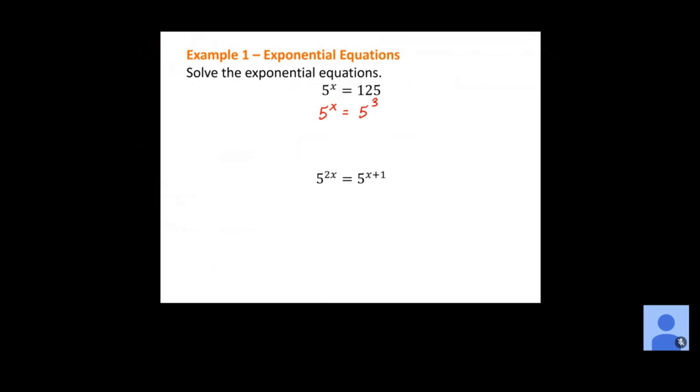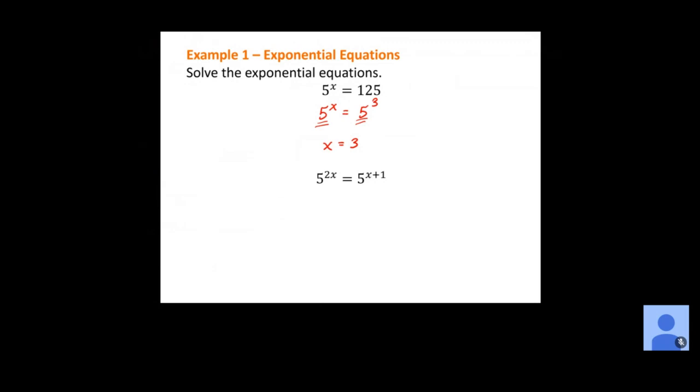All right, now once we've done that, if we have the same base on both sides, what that means is the exponents have to be equal to each other. Well, if that's the case, then what does my x have to be equal to? 3, right? Since my bases are the same, my exponents also have to be the same, so that x value has to be equal to 3.